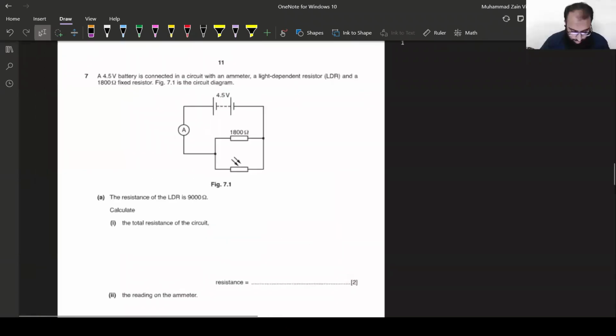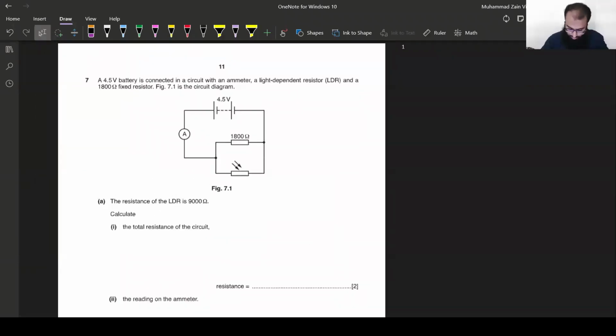Okay, so moving on to the next part. A 4.5 volts battery is connected in a circuit with an ammeter, a light dependent resistor, LDR, and a 1800 ohm fixed resistor. Figure 7.1 is the circuit diagram.